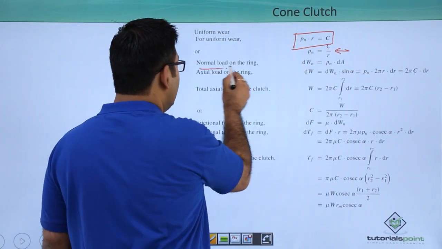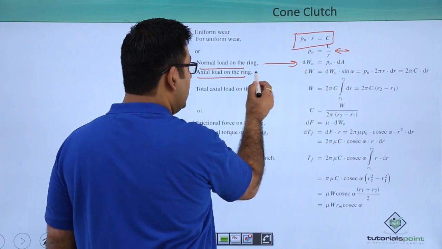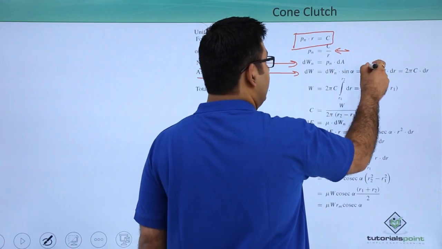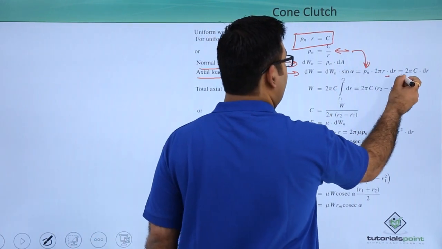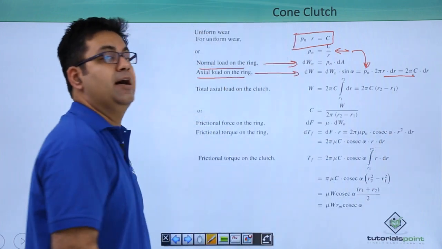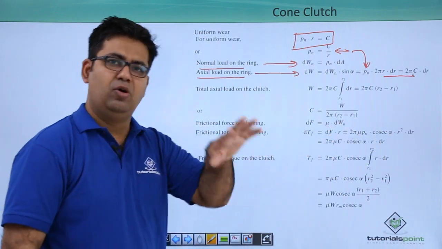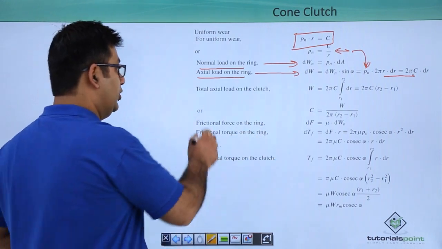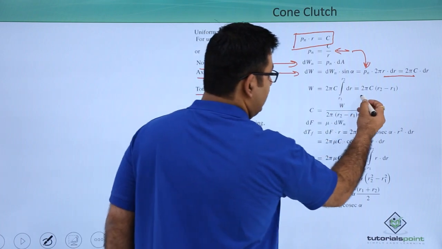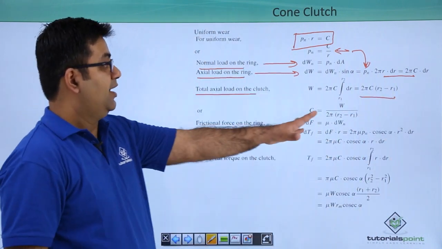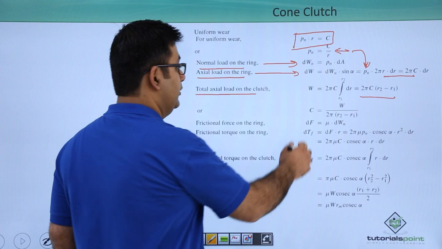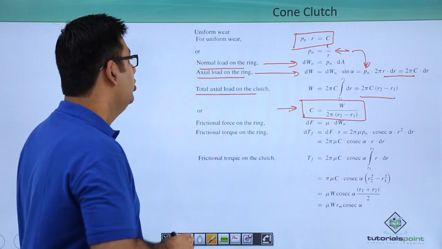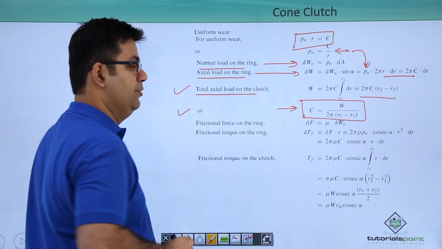So your normal load remains the same, your axial load remains the same. Instead, your Pn would be substituted for 2 pi of C by R. So you will get 2 pi C into dr, which is almost analogous to what you have in the single plate clutch. So the total axial load would be an integral, and this is what you get. Again, a huge resemblance with the single plate clutch. So note down this formula and note down this formula.